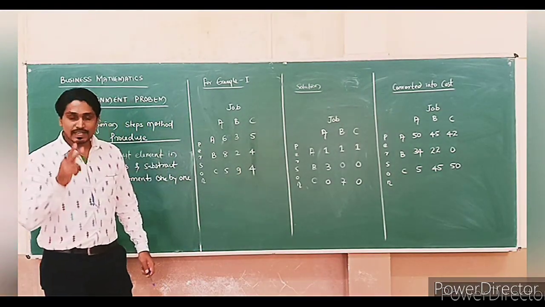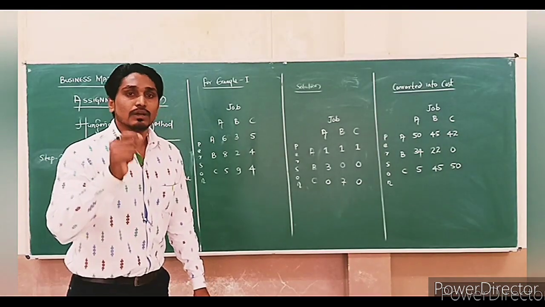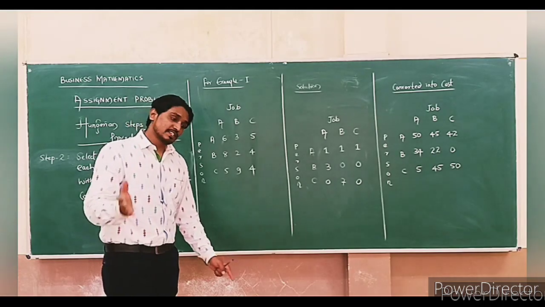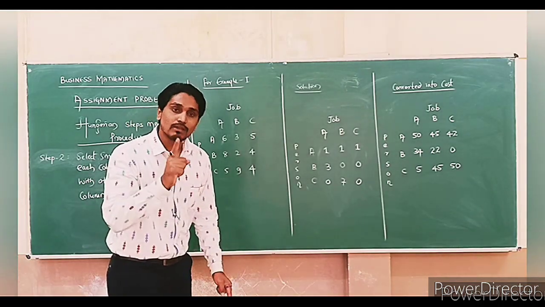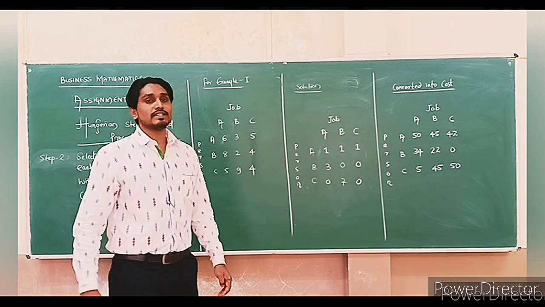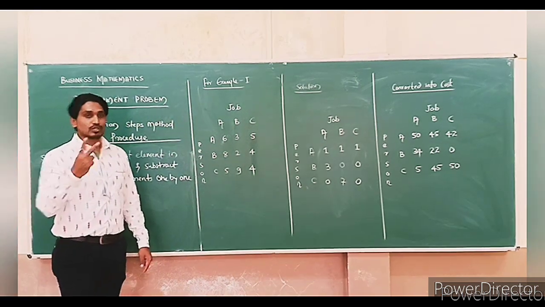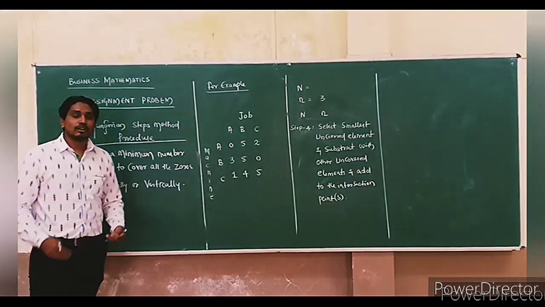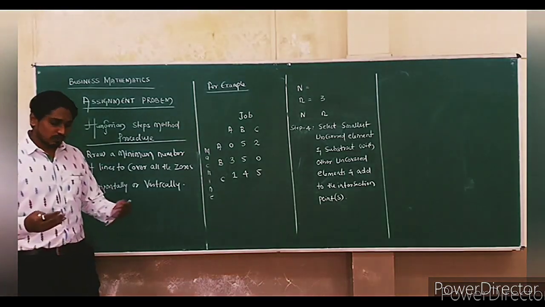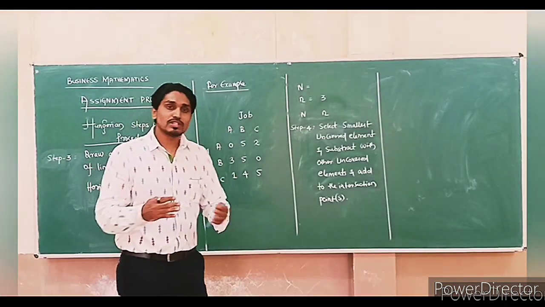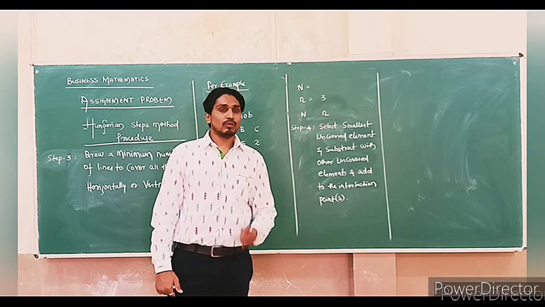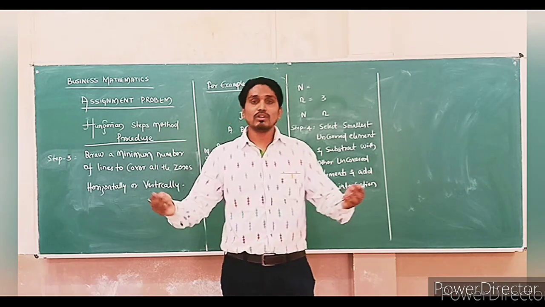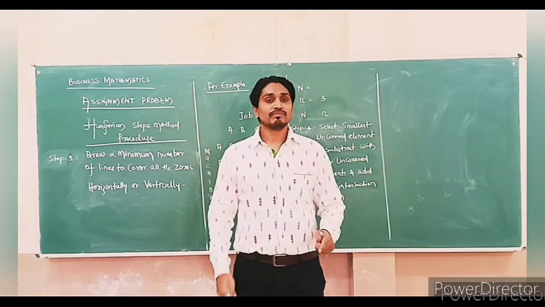This is step number 2 of Hungarian method procedure. Selecting the smallest element in each column and then subtracting with other elements one by one, column wise. Right? This is all about step number 2. Step number 3. We draw a minimum number of lines to cover all the zeros, horizontally or vertically. What does step number 3 say? Draw a minimum number of lines to cover all the zeros in the matrix.